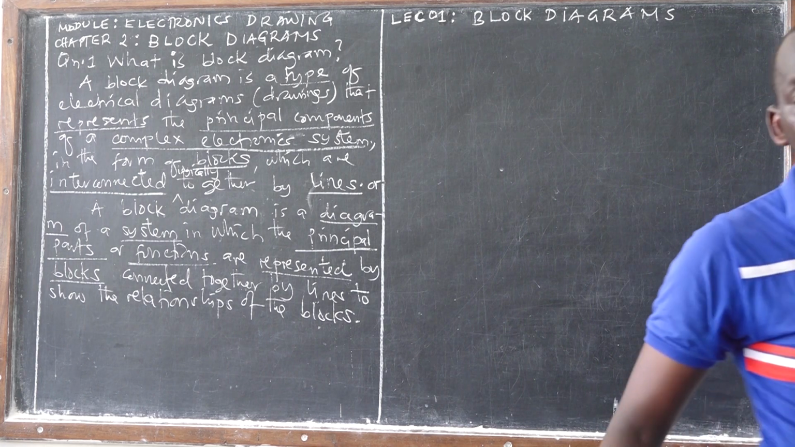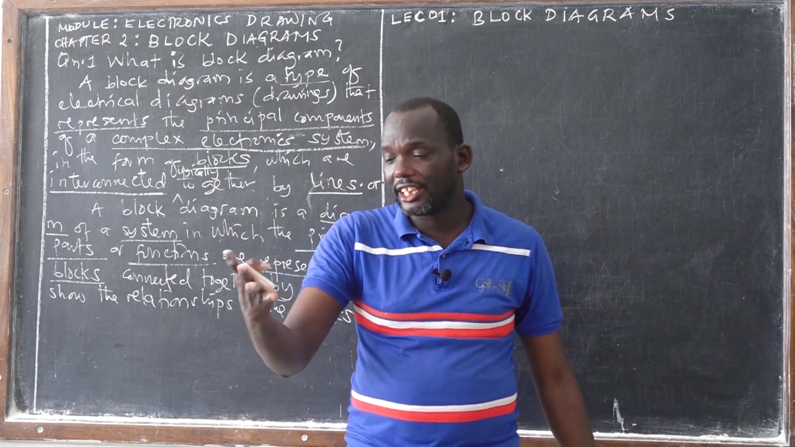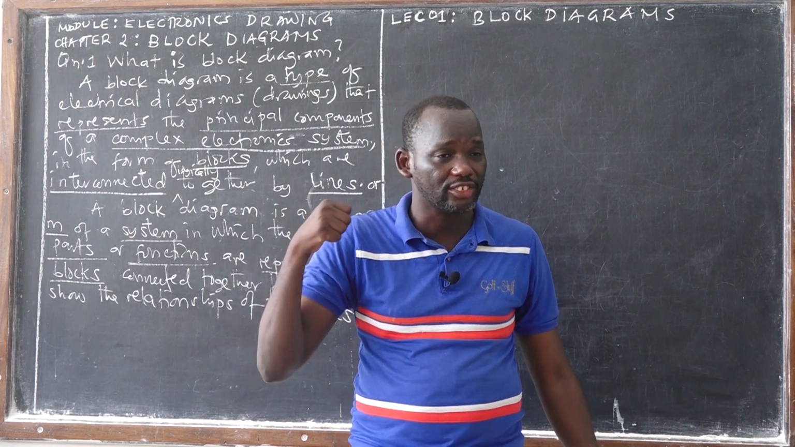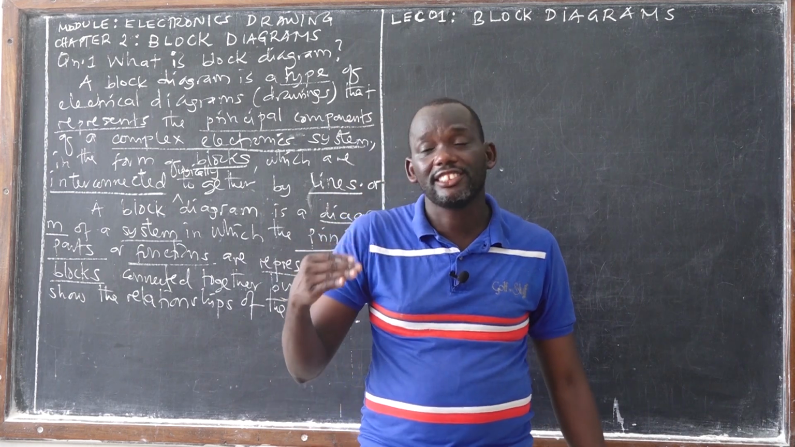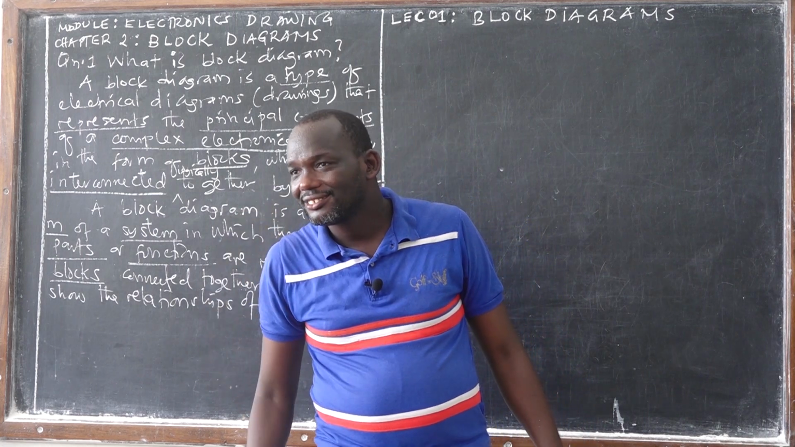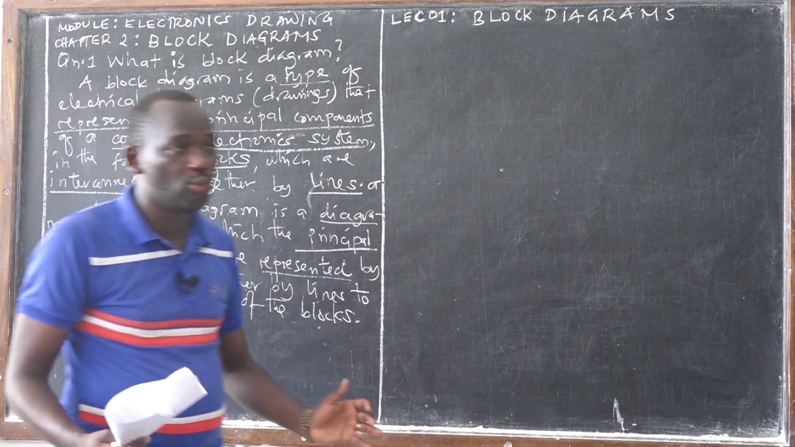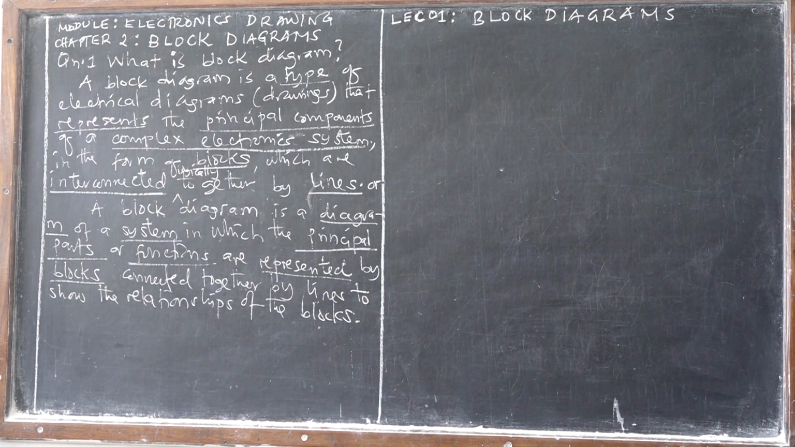For instance, we as human beings are an entire system, a complex system, right? The function of the hand is different from the function of the leg. The function of the teeth is different from the function of the ear, right? So with block diagrams, when we take an electronic system, whether it is simple or intermediate or complex, we have to break it down into different blocks or sections which perform a particular function. It's just like the human beings.